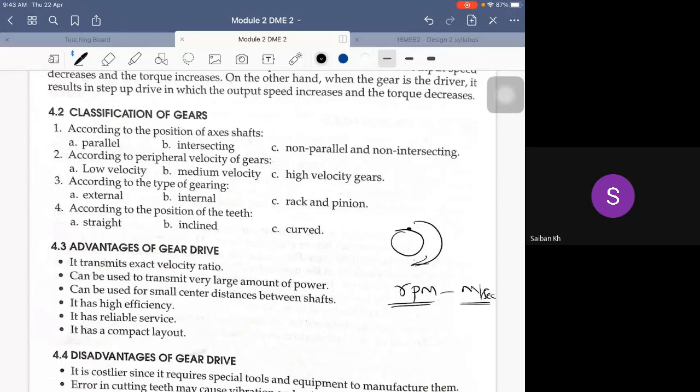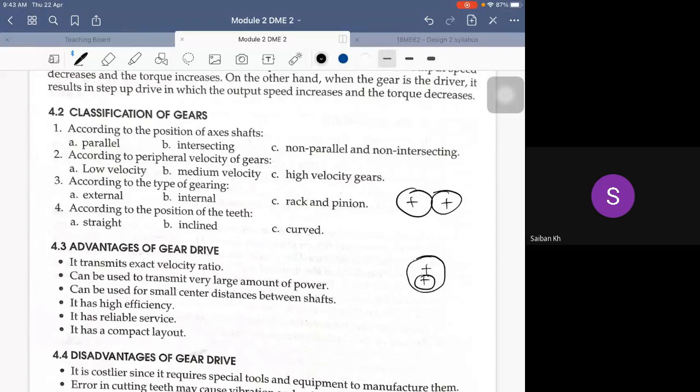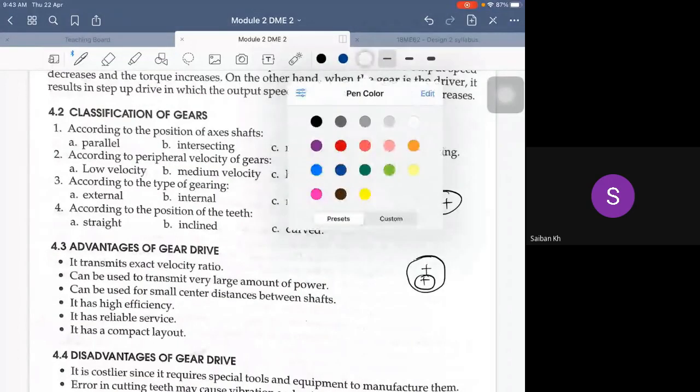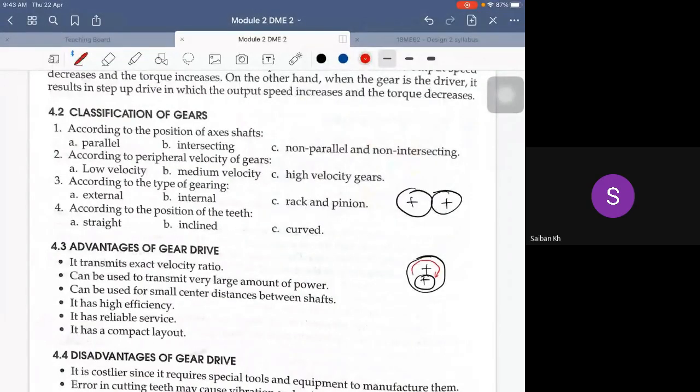Next is according to the type of gearing. One is external gears and the other is internal gears. External gears are very common, something like this, correct? External gears engage externally. Internal gears are something like this. Most probably wall clocks use this type of gearing arrangement. This particular gear will move all around internally like this. Such gears are called internal gears.